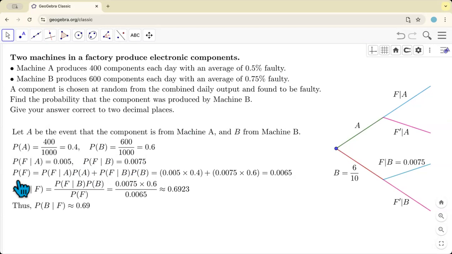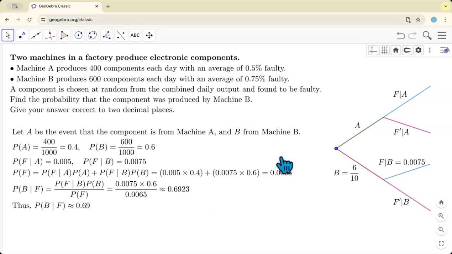Okay, what we're going to do here is find the probability that any randomly selected component is faulty. We use the law of total probability. So the probability that it's faulty is the probability of F given A multiplied by the probability of A, plus the probability of F given B multiplied by the probability of B. And that gives you 0.65%, or 0.0065. And that should make sense.